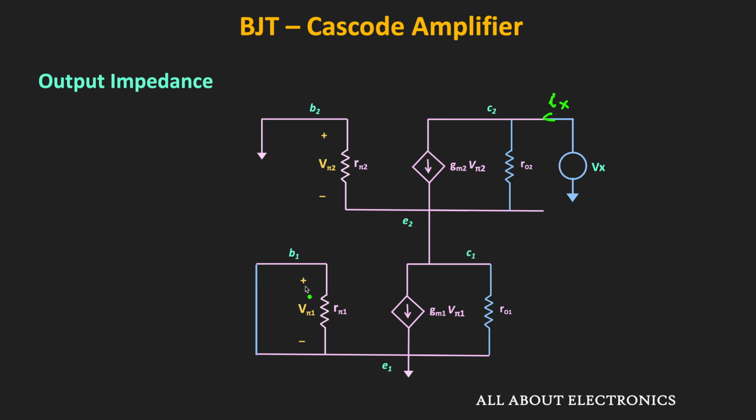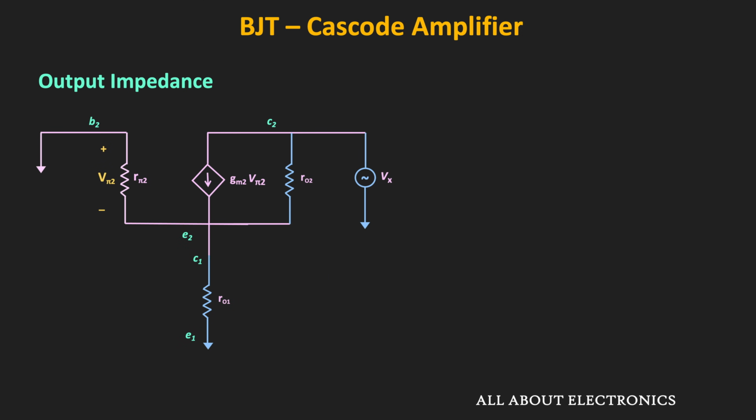So here, as soon as we make this Vin as 0, then this Vpi1 will also become 0. And hence, this independent current source GM1 Vpi1 will also become 0. That means now, we will only have this output resistor R01 between the collector and the emitter terminals of the first transistor. And now, if we see the equivalent circuit, then it will look like this.